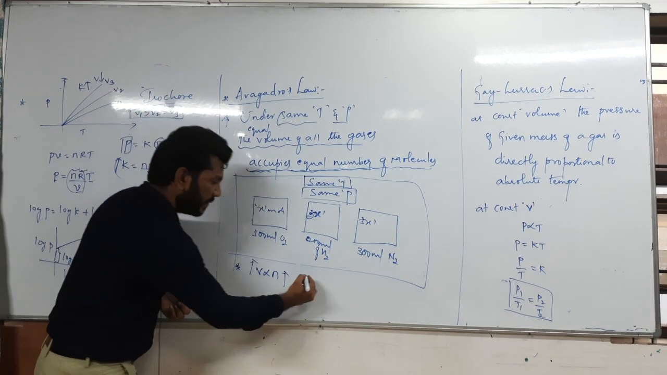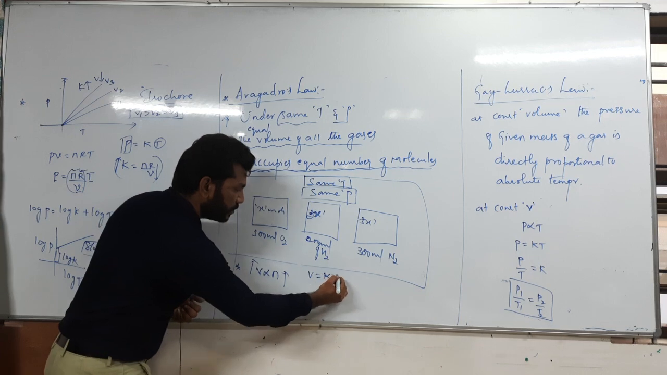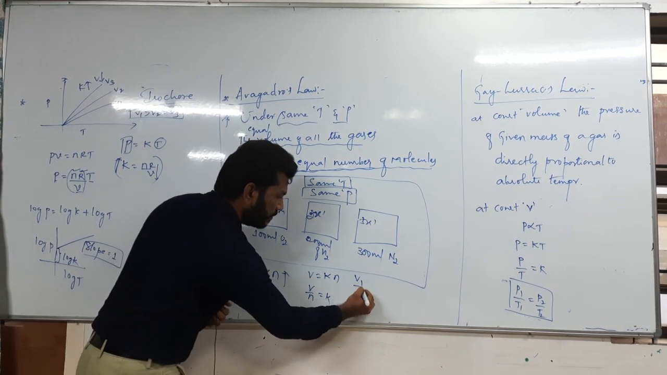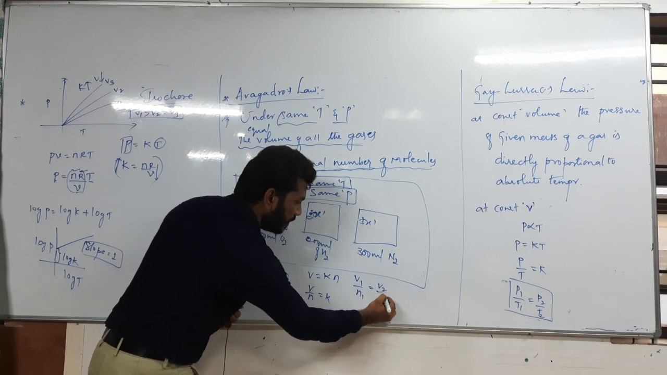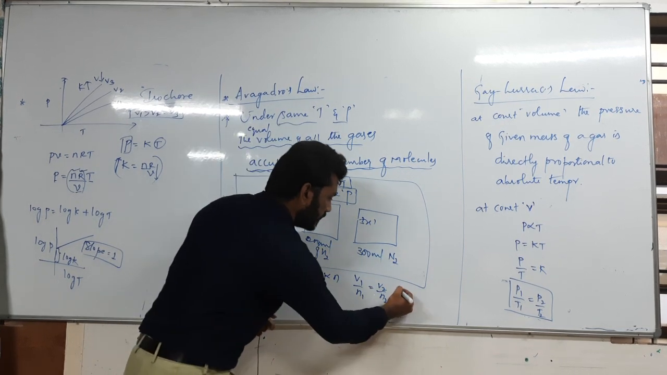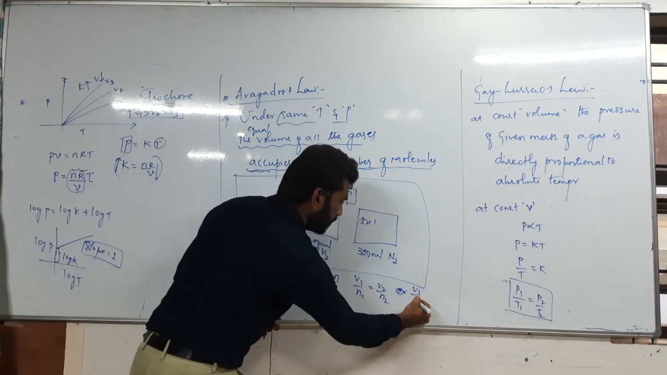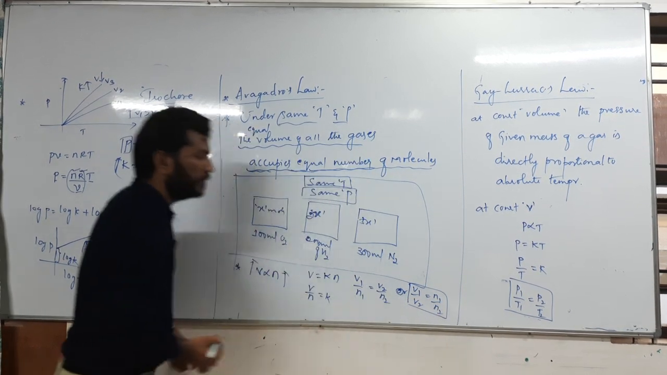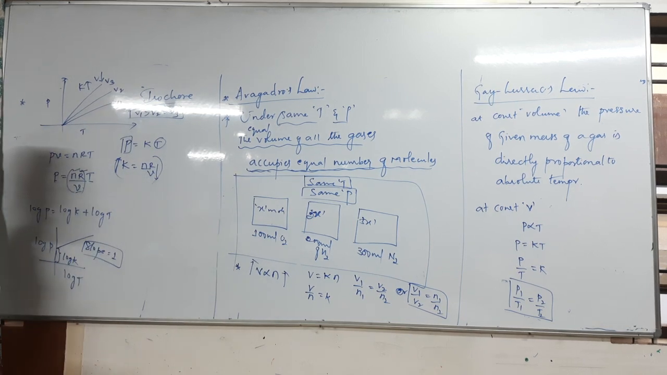Here V equals K into n, whereas V by n equals K, whereas V1 by n1 equals V2 by n2. Or we could say V1 by V2 equals n1 by n2. So this is the form of Avogadro's equation, Avogadro's law.